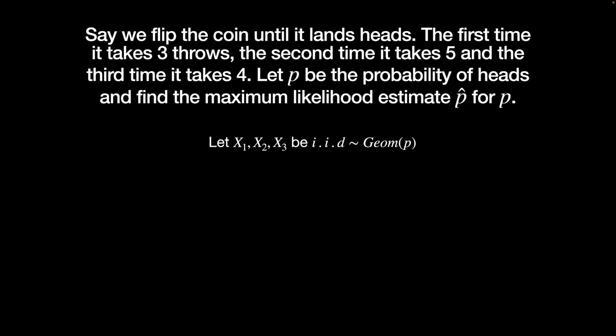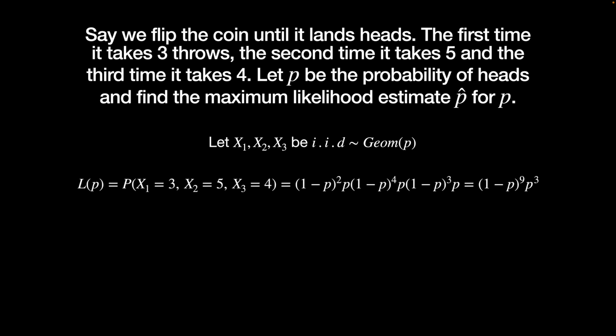So I'm just going to let my likelihood function be this guy here, where I'm just wondering what's the probability that on my first experiment, it took 3 throws, on my second experiment, it took 5 throws before my first success, and on my third experiment, it took 4 throws.